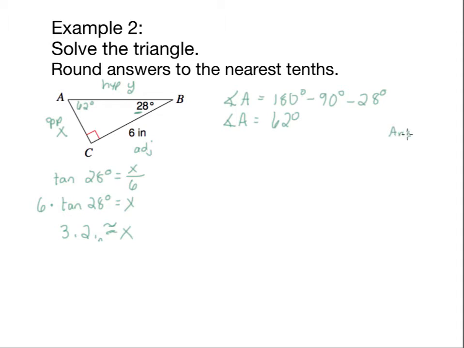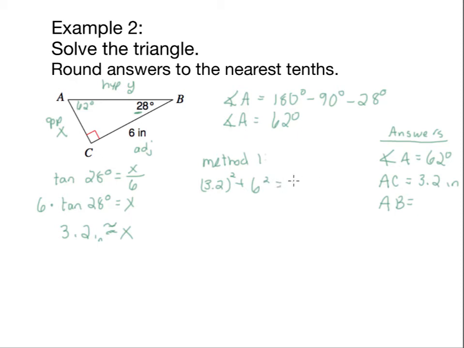So off to the side so I can keep all my answers together, I'm going to write a little answer key. I figured out angle A is equal to 62 degrees, and then side AC is equal to 3.2 inches. And I need to figure out my hypotenuse, or side AB. So that's what we need to do next. There's actually two ways that you can figure out this last side. I can use my trigonometric ratios, or I can use Pythagorean theorem. So let's look at method 1, which is using the Pythagorean theorem. So I know two sides of my triangle. 3.2 squared plus the 6 squared is equal to the missing hypotenuse, y squared.